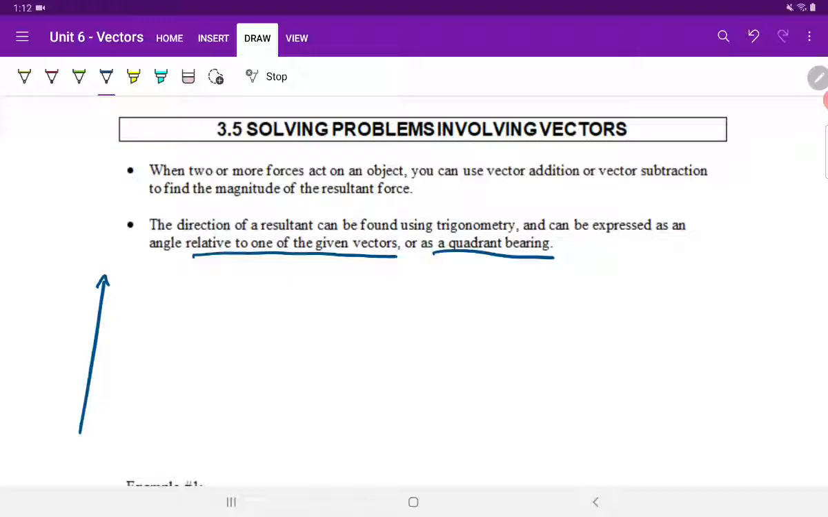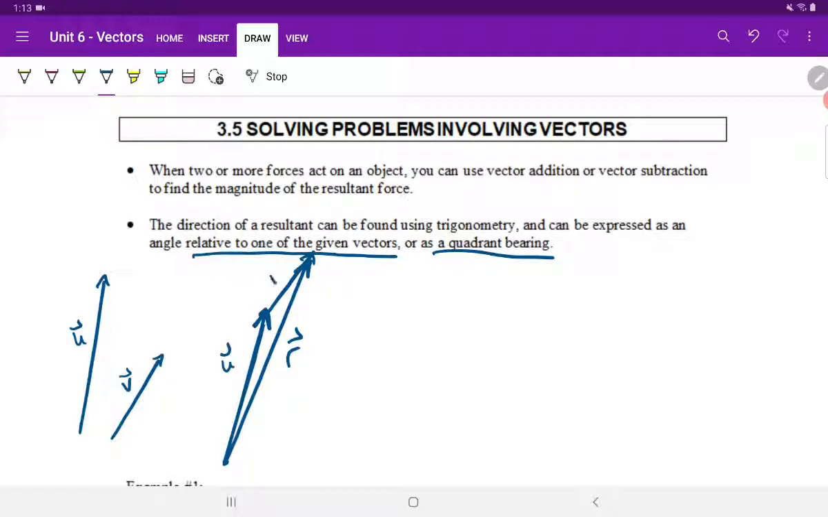Let's say we have vector u, and here we have vector v. Just to recap how to add them, you can add them head to tail, where the resultant goes from your starting point to your finish point. So that is our resultant. There's u, there's v.